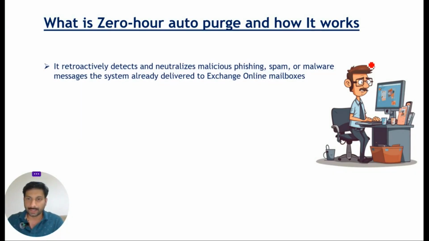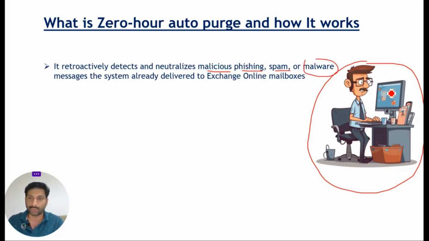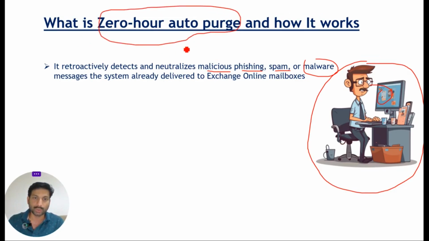For example, consider this particular person has received a malicious, phishing, spam, or malware message in his mailbox. All right. So what 0-hour auto purge will do is retroactively detect and neutralize malicious phishing, spam, or malware messages. It detects those messages after delivery to the mailbox, and then an action is taken. The action can be anything. It can move the message to quarantine, it can be moved to the junk folder, or it can be deleted. So that is what 0-hour auto purge actually does.